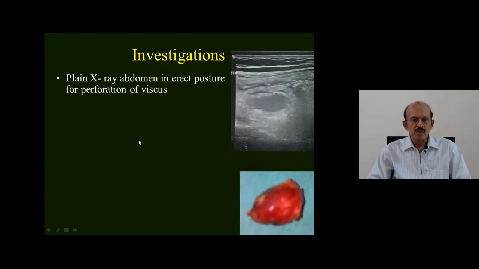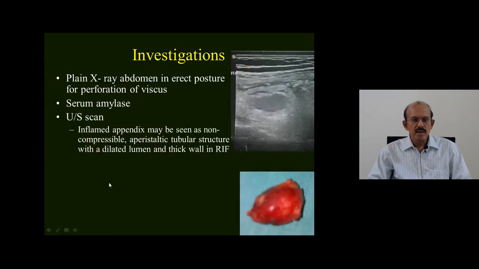Plain X-ray abdomen in erect posture to exclude perforation, serum amylase, ultrasound scan. An inflamed appendix may be seen as a non-compressible, aperistaltic, tubular structure with a dilated lumen and thick wall. So like this. This is a patient with acute appendicitis. You can see a dilated tubular structure. Even if you keep the probe for a few minutes, you won't find any peristaltic wave in this. So there is an aperistaltic tubular structure.